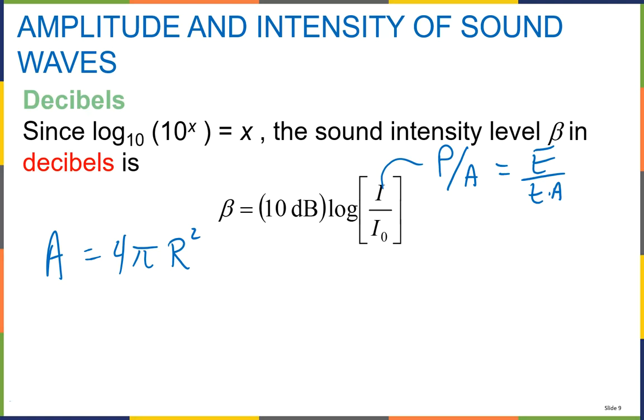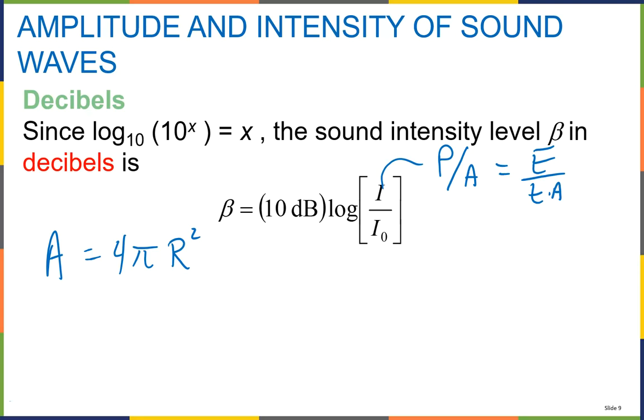Now, when we talk about how loud something is, we compare it to a reference level. So this equation here, beta, stands for the intensity level. Not the intensity, but the intensity level in decibels. Deci is a prefix. What does the prefix deci mean? It means 1/10. That's why there's a 10 out front. Because we're taking the bels, the log of I over I0 would be the number of bels. And then we're multiplying by 10, so we get into decibels.